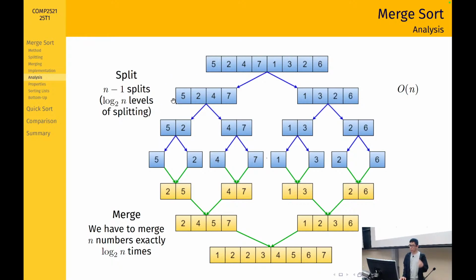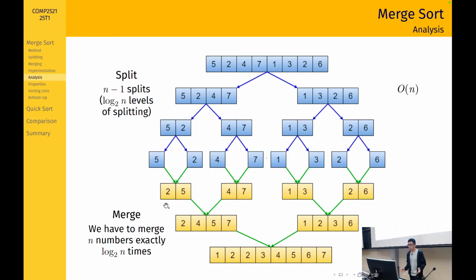Okay, but the number of levels of splitting we have to do is log base 2 of n. If you think about how many levels of recursion there are going to be, that's log base 2 of n. And that means the total cost of splitting is O(n), since we're doing n minus 1 splits, and each split is O(1).